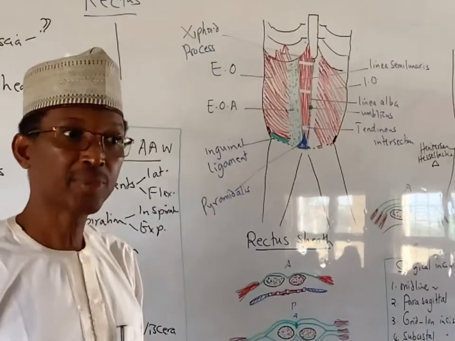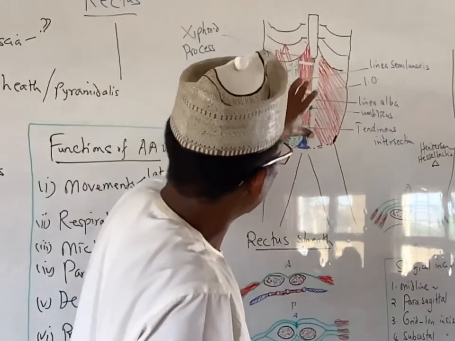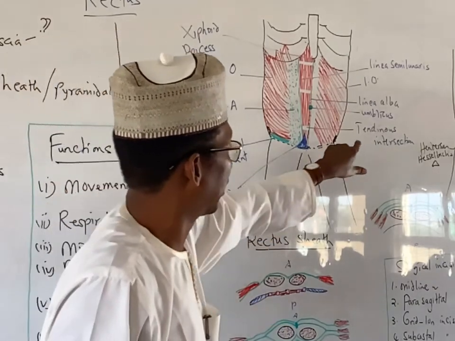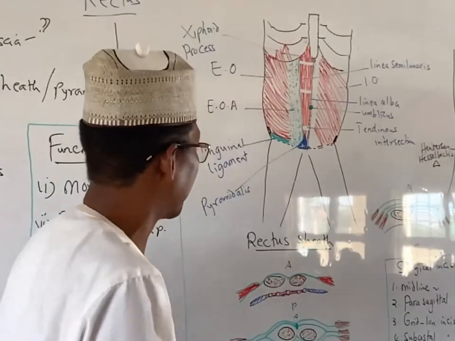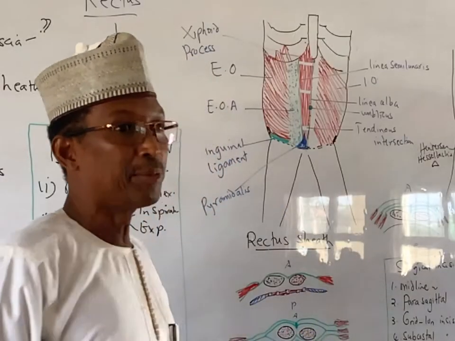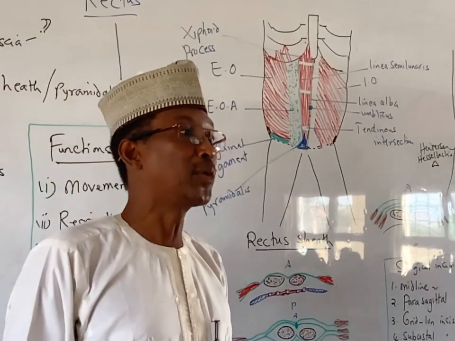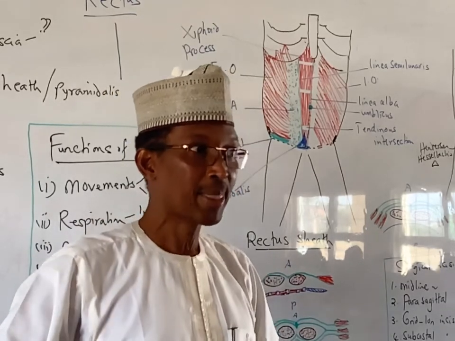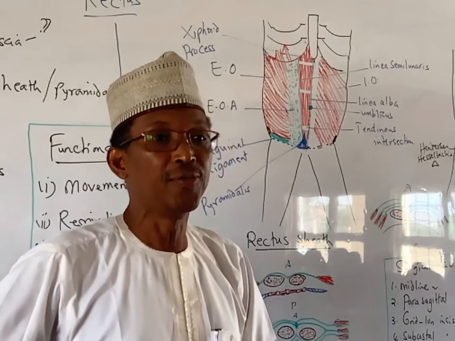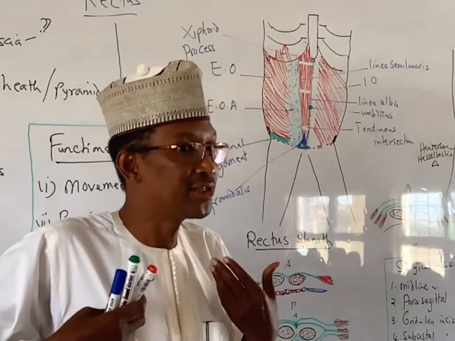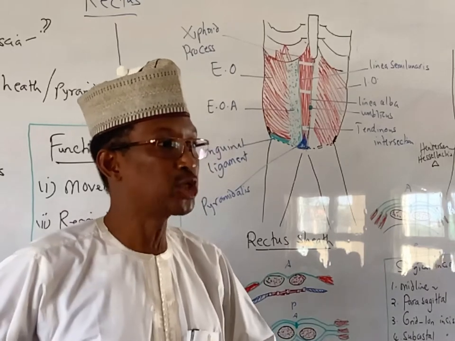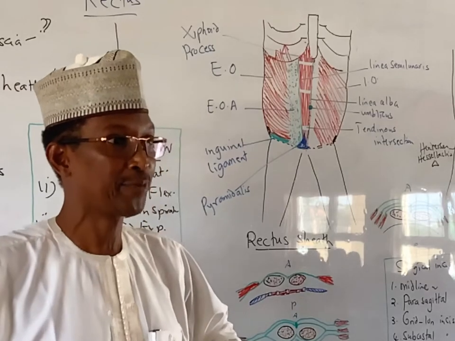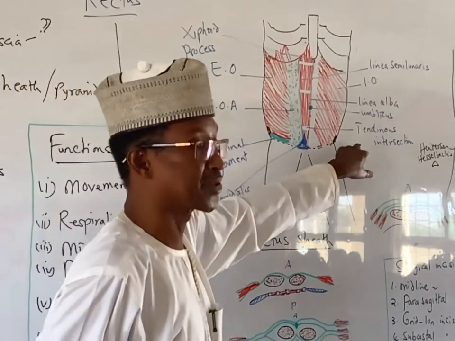Are you clear? Good. So along the length of the rectus abdominis, there are what we call tendinous intersections. These tendinous intersections can vividly be seen in people who are skinny, somebody who doesn't have fat like myself. If I try to contract my anterior abdominal wall muscle, you will see these intersections along the line. You get my point? And that is what we call tendinous intersections.